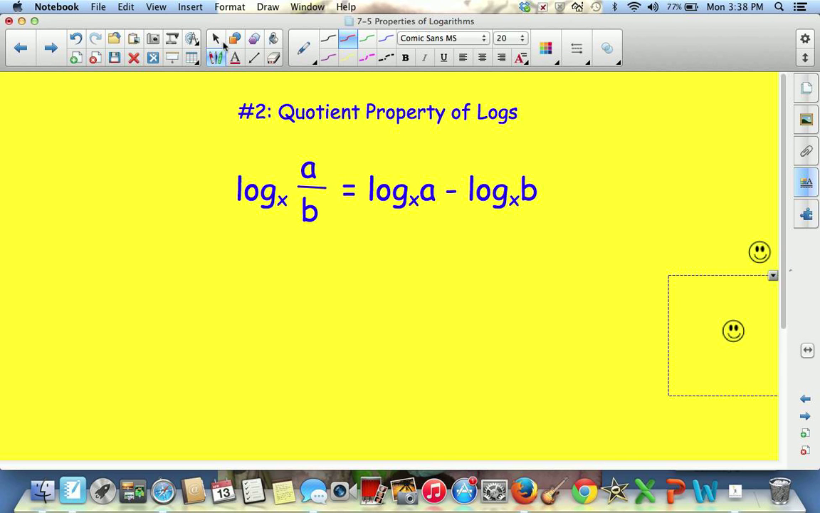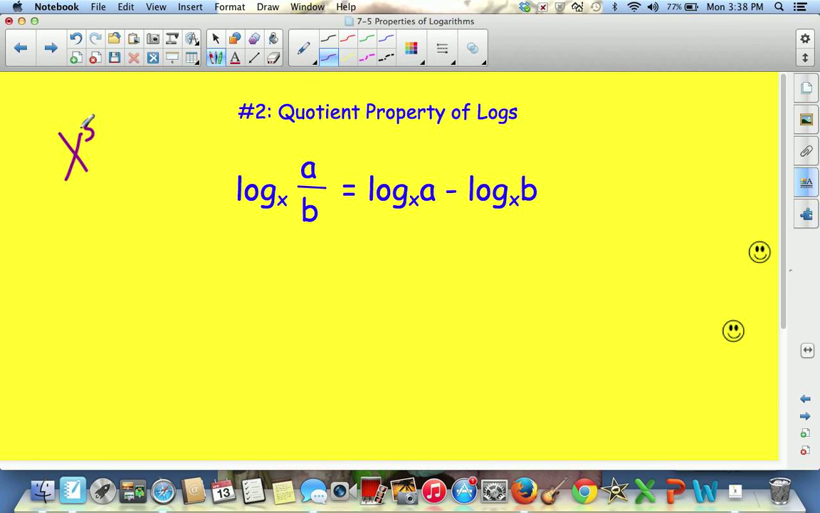Property number 2, quotient properties of logs. So again, when we had the exponents, remember we had like x to the 5th over x squared. When we had the same base, we would subtract the exponents. So when you have a quotient here, you would subtract your logarithms. That's the property.